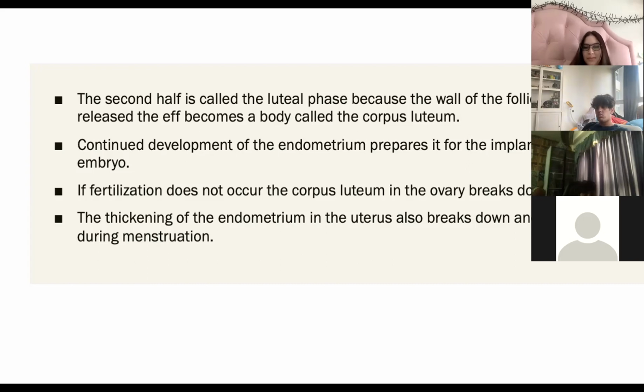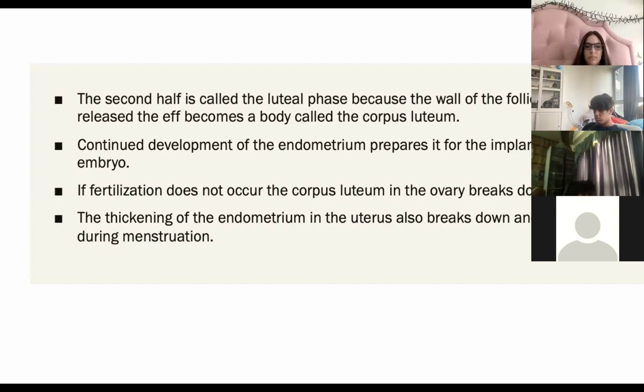That becomes a body which is called the corpus luteum. What is it? It's the corpus luteum. All right. Is this the phase when the LH is used? This is the phase where LH is. Yeah, we have entered the luteal phase now.